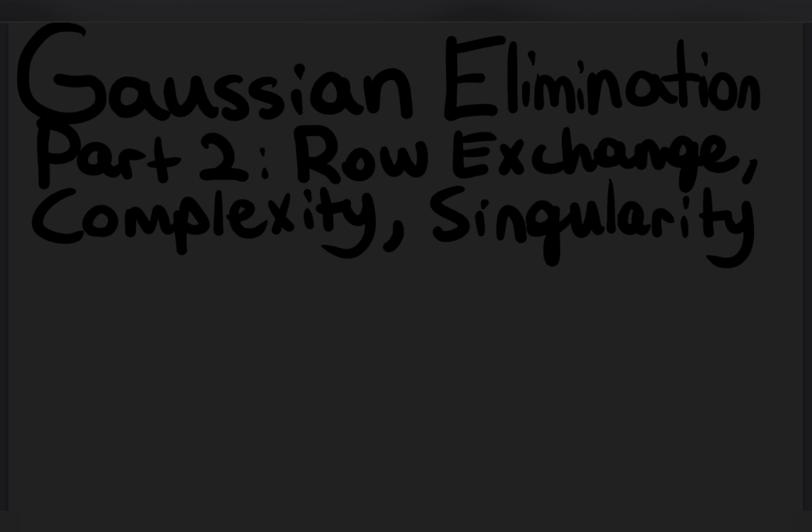This is the second part of a two-part series. Please check out the Gaussian elimination part 1 video that I posted, and yeah, you'll need that video to understand the concepts that I explain in this video. In this video, we will be discussing the row exchange method, Gaussian elimination's complexity, and what to do in a case of a singularity.